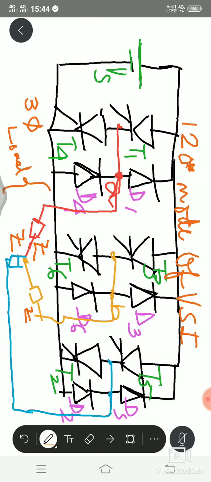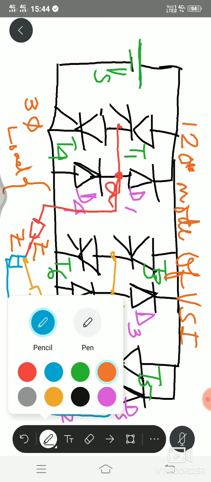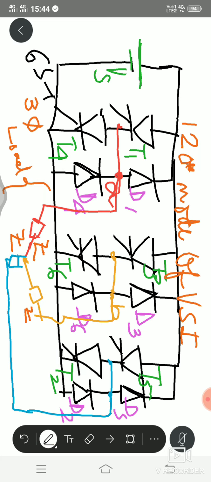This inverter is also called a six-step inverter. What is the meaning of six-step inverter? Six-step inverter means where each step will be equal to 360 by 6, because 6 thyristors are there. So 360 by 6, it's coming 60 degrees. That means each step is equal to 60 degrees, because 6 thyristors are there.